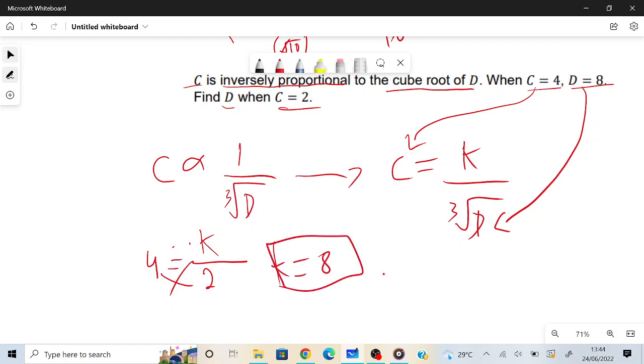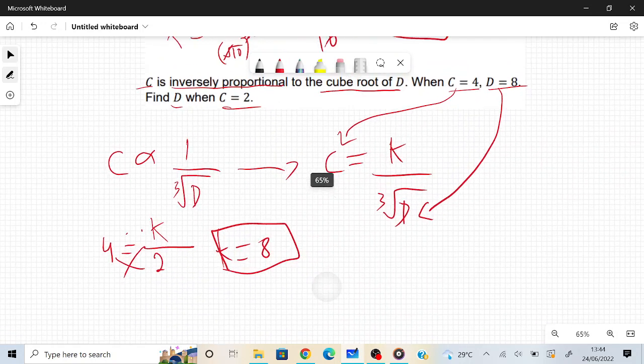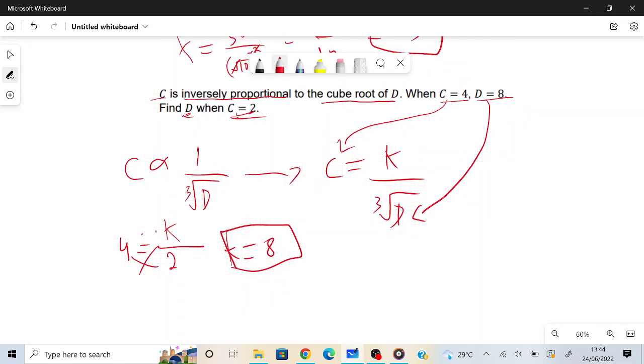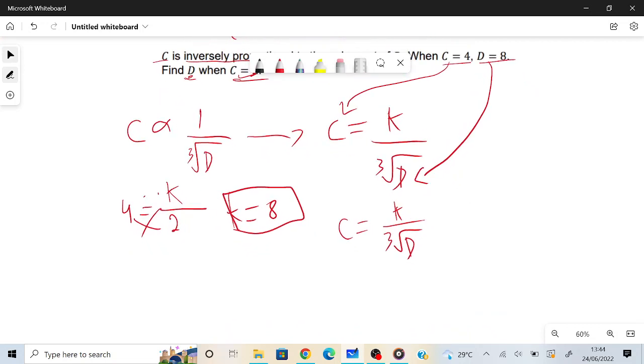Now that you have your k, it's time to find your value of d when c is 2. So forming the equation again, we have c equals k over the cube root of d. Putting your values in, we know c is 2 as specified in the question. 2 equals 8 over the cube root of d. That's what we're trying to find.